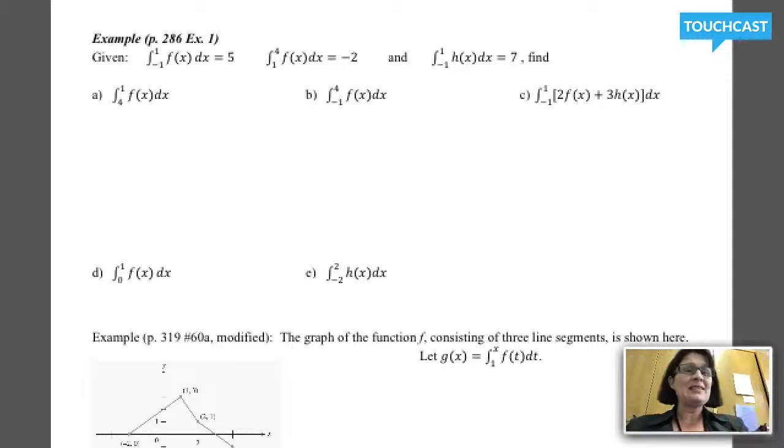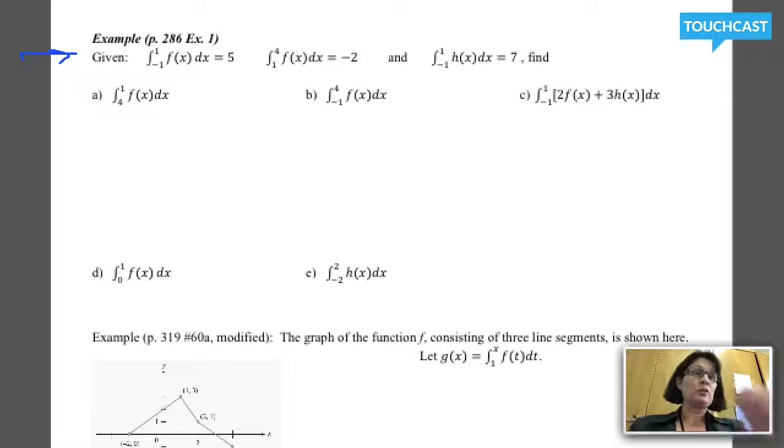I have some statements of fact up here. These are some truths I've been told. That's what given means, right? I know those statements are true. And I'm going to try to use these given statements, plus the properties, to find values for these integrals. This is 5 separate problems. So you're going to have to decide.